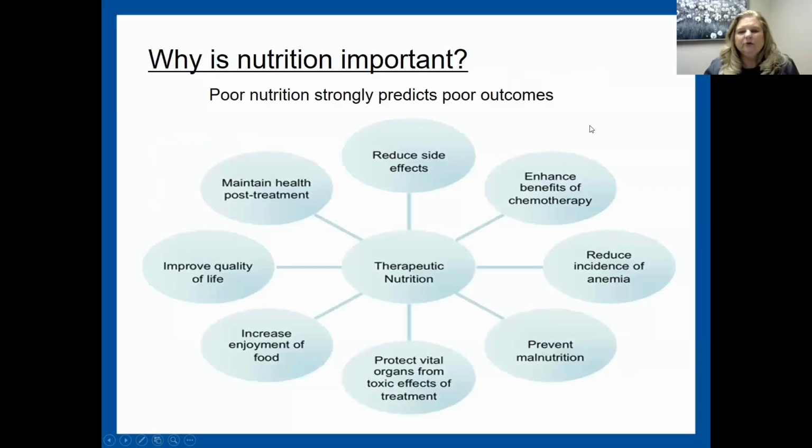We know that proper nutrition is really important to how someone does. And so if you don't have good nutrition, you can have more side effects. You can have more falls. You can have more anemia, worse quality of life. So many things that if we don't have good nutrition, balanced nutrition, good protein intake, that patients aren't going to do as well. We know that. That's well documented in the research.